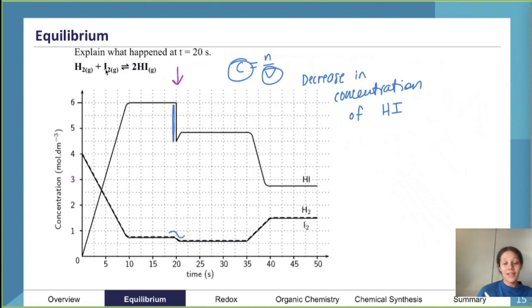What that means is that the H2 and the I2 are just reacting accordingly by decreasing their concentration, because we're favoring the forward reaction at that point. Yeah, so that's really good practice. A good practice question to do is just practicing how to identify different types of stresses based on the features of the graph.